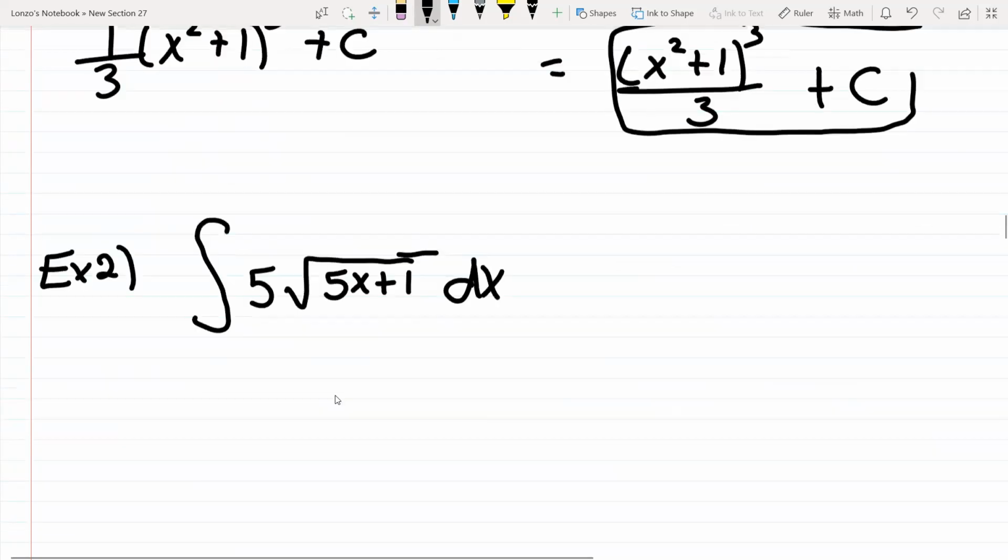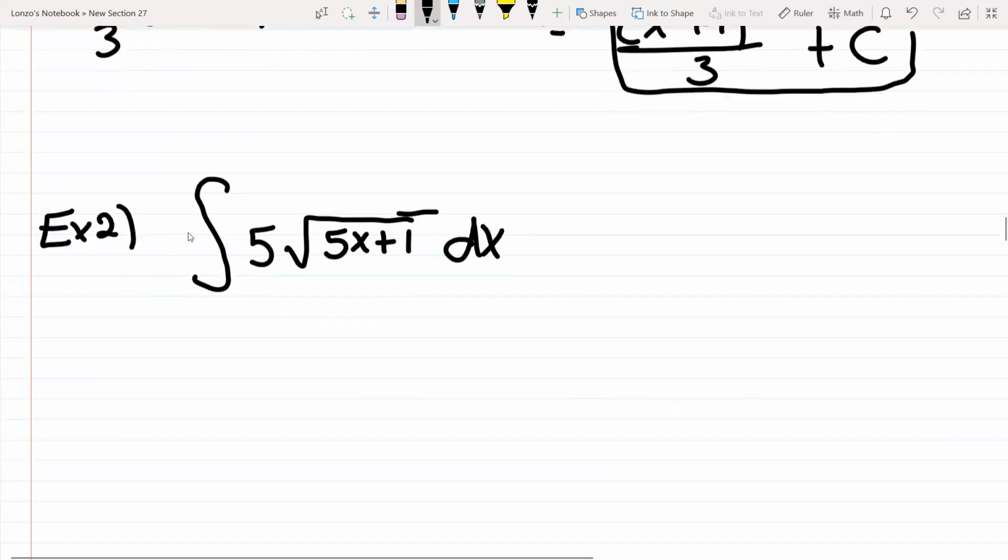Let's move on to example 2. We have the integral of 5 times the square root of 5x plus 1 dx. We're definitely going to do u-substitution because it has a square root. So you'll say u is 5x plus 1.